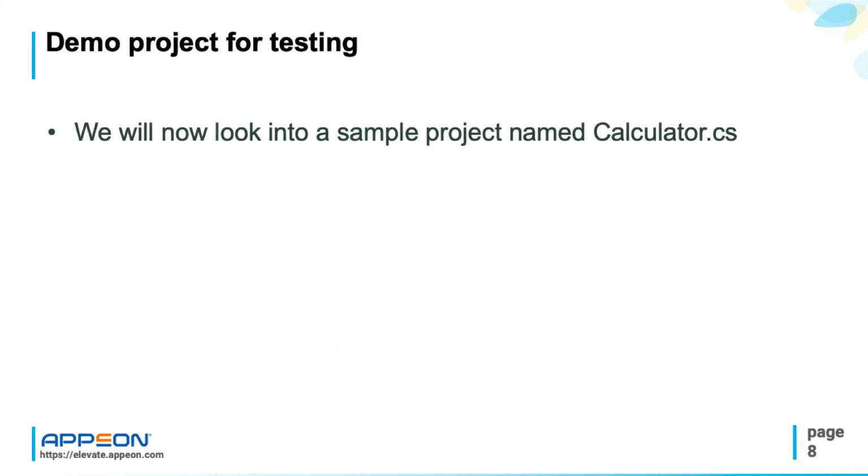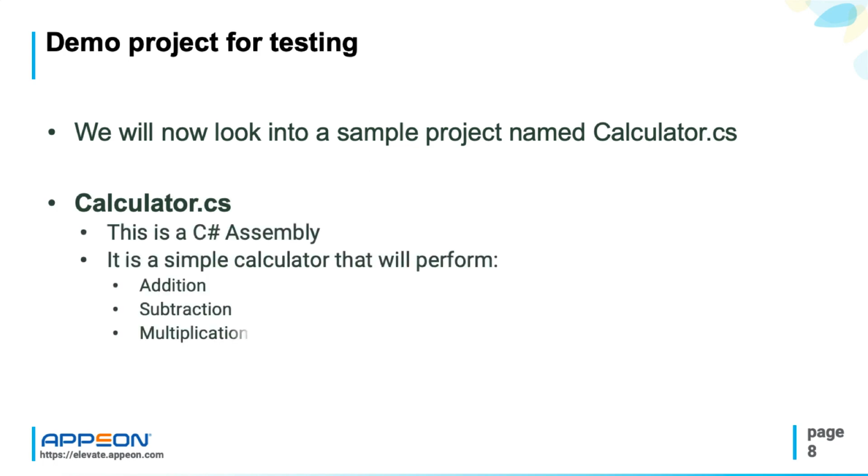We will now look into a simple project named Calculator CS. It is a C# assembly. It is a simple calculator that will perform addition, subtraction, multiplication, and division. So we will now prepare the project for testing.